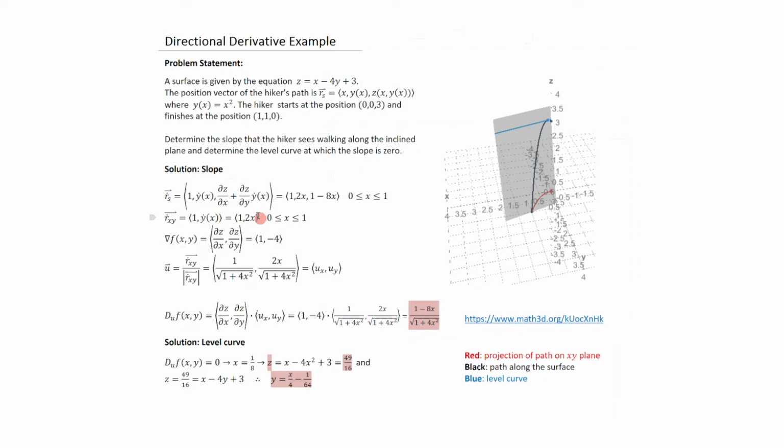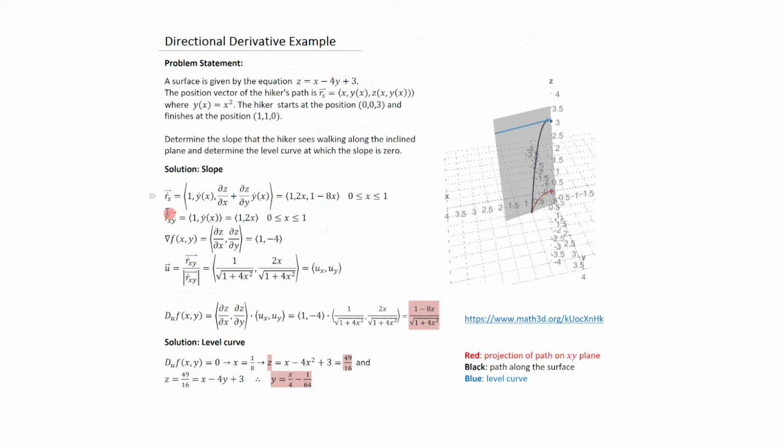We need to calculate the gradient vector. So the gradient is just dz dx, dz dy. So that means you take just the partial with respect to x and y of this expression, right? And you end up with a vector which is 1, minus 4. And that vector clearly would be pointing perpendicular. It's an orientation vector. So it'll be perpendicular to the surface, in this case, also the line, because the line lies on the surface. So next thing we need is a unit vector in the xy plane.